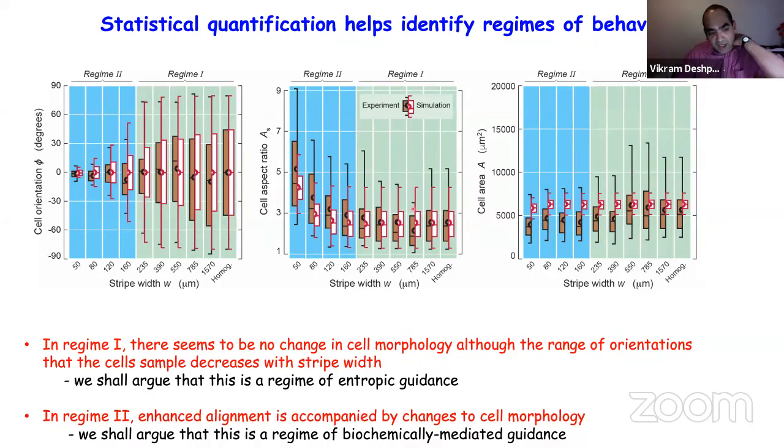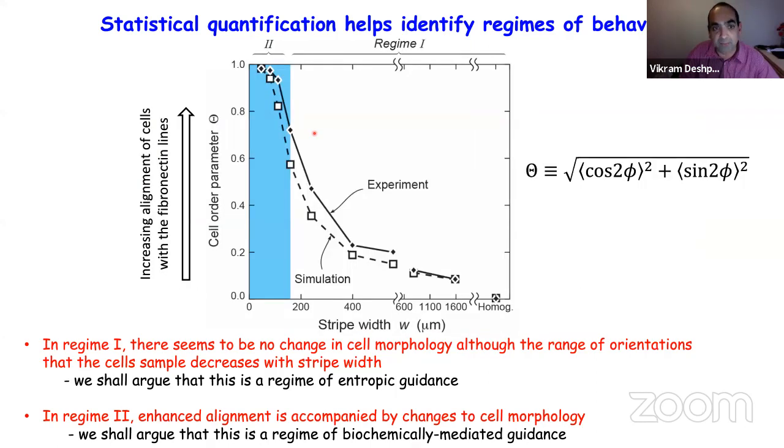Now, I'm going to argue that regime 1 is a pure entropic regime, and we will show you why, while regime 2 is a mixture of biochemically mediated behavior and some kind of entropic effects happening there as well. Okay, so we've shown this picture right at the front, which is looking at the order parameter. It's a nematic order parameter. The solid line is the experiments, the dashed lines are the simulations, and they're agreeing remarkably well.